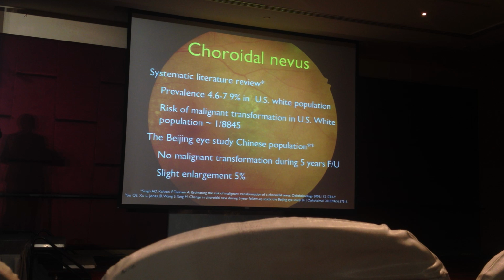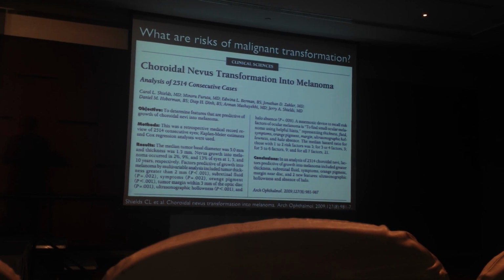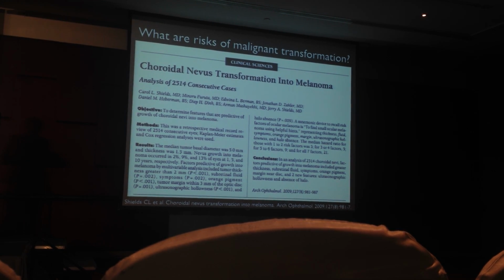So nevus is very common in the white population, and the risk of malignant transformation is very low. In the Chinese population, they followed the nevi for 5 years, and none of them showed malignant change. So what are the risk factors for malignant transformation, and why do we need to know them? Because with each millimeter of increase in melanoma thickness, the more likely the patient is to have metastatic disease. So if we detect the melanoma earlier, then we can treat it, and the treatment outcome would be better.